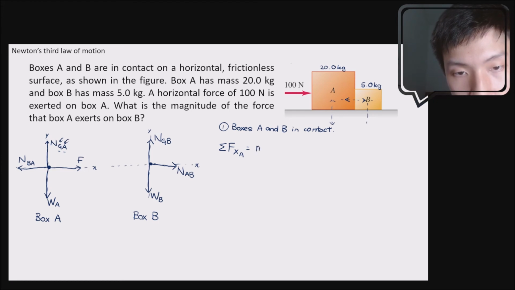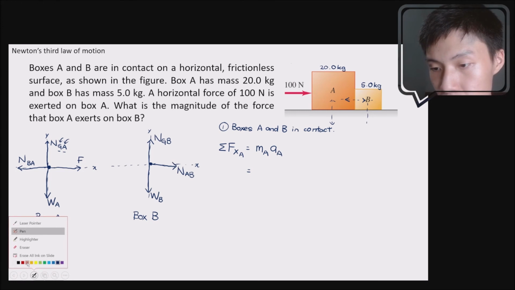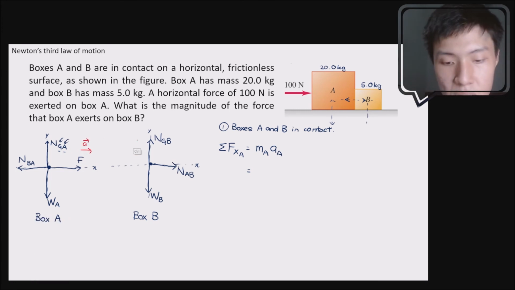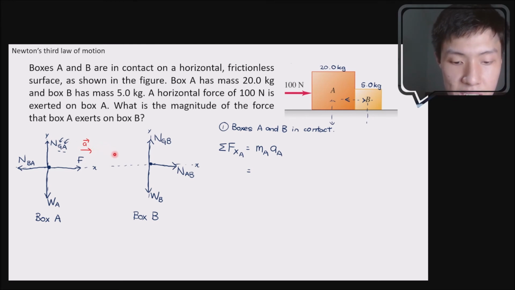Okay, so mA, aA. Once we have done that, let's try to solve this problem. Our acceleration should be pointing to the right, because from our discussion just now, the net force is pointing to the right for box B. And box A follows box B, same acceleration, same magnitude, same direction. So our acceleration should be pointing to the right. So we take pointing to the right as the positive x.